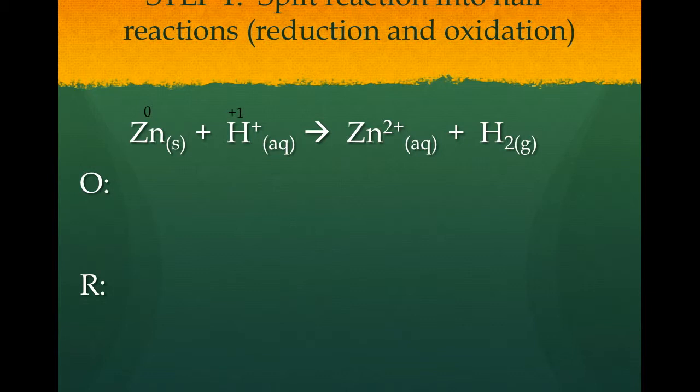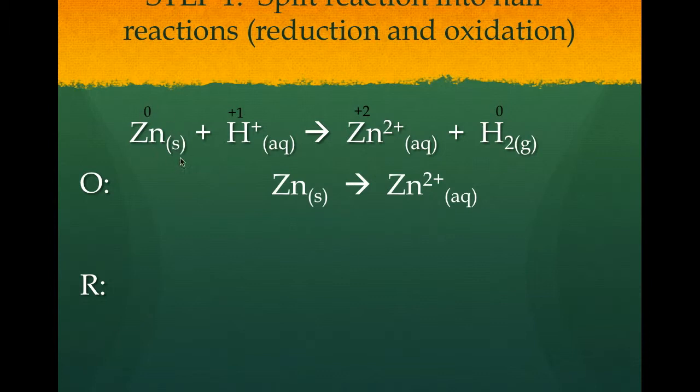Zinc as an ion is a 2+, so its oxidation state is a +2. And then we have H2 gas, which hopefully you recognize as elemental hydrogen, and that would have an oxidation state of 0. So now that we have assigned all the oxidation states, we can examine what has happened to those oxidation states. So zinc started at a 0 and became a 2+. That's an increase in oxidation state. So that would be our oxidation half reaction.